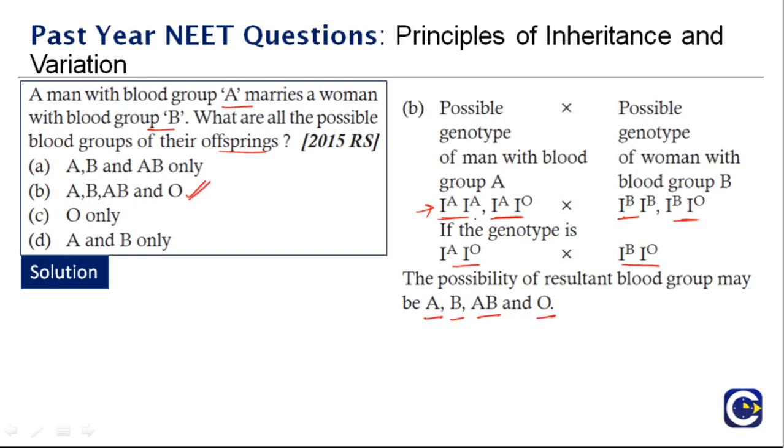Okay, so it is always important to know this, because generally, when we study this, if A marries B, all the possible combinations are possible. But if you don't remember, you can always do this cross and then see what the answer is. So here the answer is B.